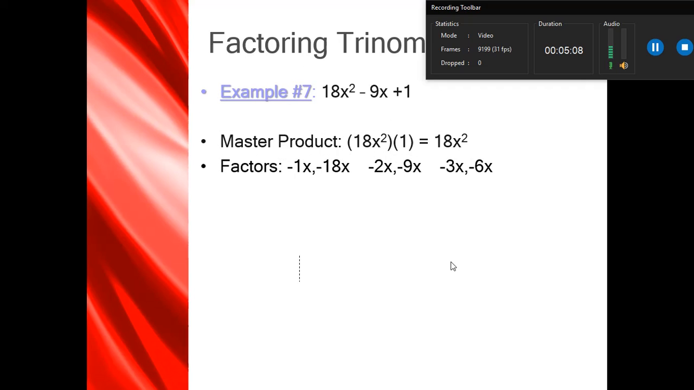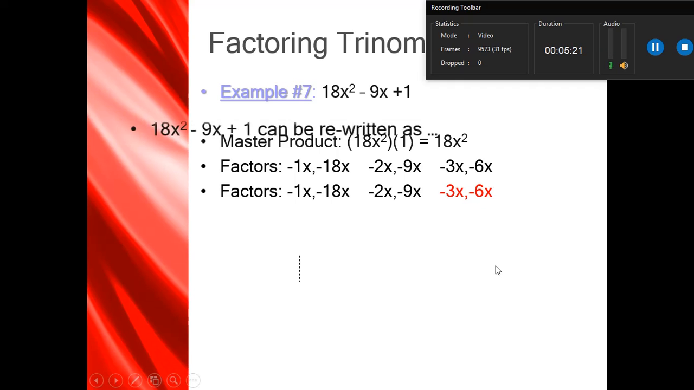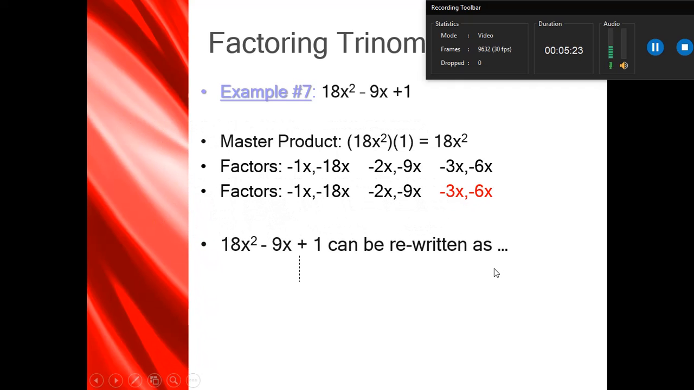This is a shorter list of factors, which is nice. We want to select the set that will add up to negative 9x. And it's the negative 3x and the negative 6x. So we'll take our original trinomial and write it as a sum of 4 terms. I put negative 3x first. It wouldn't matter, you could put negative 6x first, but I'm going to pull my GCF out of each half.